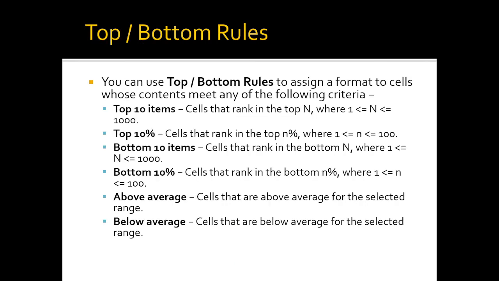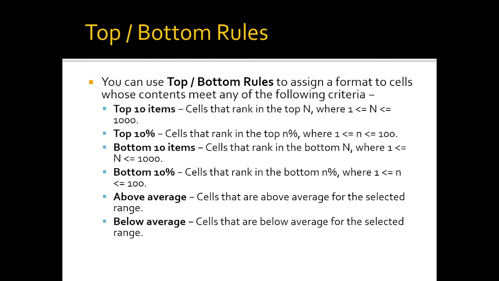Okay, let's proceed. We have also the top-bottom rules. You can use top-bottom rules to assign a format to cells whose contents meet any of the following criteria. Top 10 items, so cells that rank in the top n, where n is from 1 to 1000. Top 10%, cells that rank in the top n%, where n should be greater than or equal to 1, but n cannot be greater than 100.